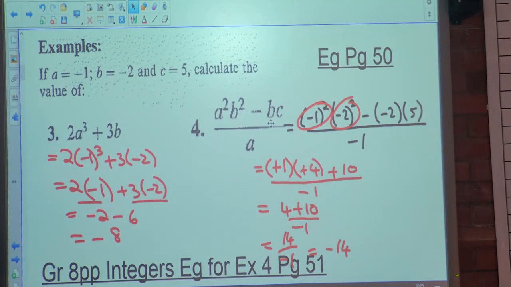That brings us to the end of the examples for exercise 4. Exercise 4 is on page 51. You guys can do all the odd numbers there for me.